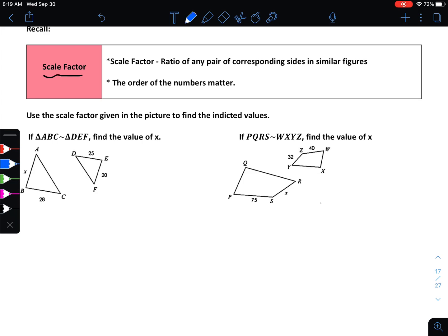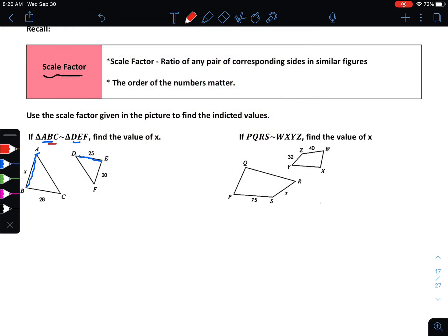It tells us the triangle ABC is similar to DEF, and we want to find the value of x. So first off, let's go through and match up our sides. It tells us that AB matches with DE. So AB right here matches with DE, so x matches with 25. You have to have two matching sides in order to set a proportion, so let's keep going.